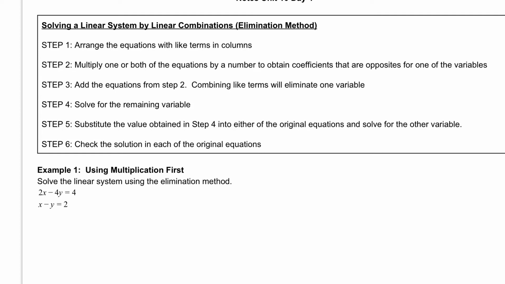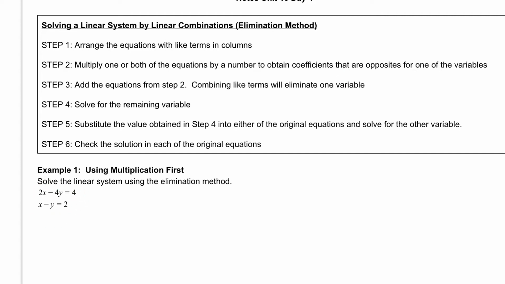In the day 3 notes, we were able to do the elimination method because we always had a number in front of one of our variables that were opposite coefficients. Today what we're going to see is that we do not have opposites in front, and so we're going to have to pay attention to step 2, where we can multiply one or both of the equations by a number to obtain coefficients that are opposites for one of the variables.